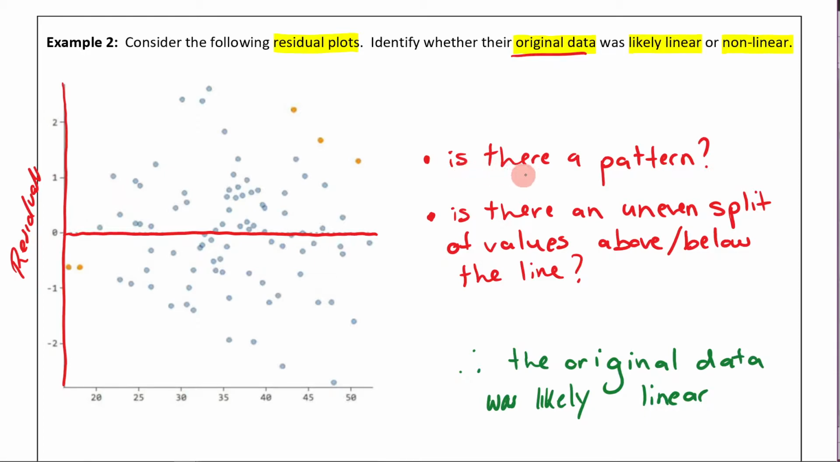The first one, is there a pattern? There is clearly no pattern here, so let's write no. Next, is there an uneven split of values above and below the line? And as you can see, there is an even split above and below the line, so that's a big no as well. So the fact that we've said no to both of these questions, therefore the original data was likely linear. So there's no pattern and we've got an even split, likely linear there.